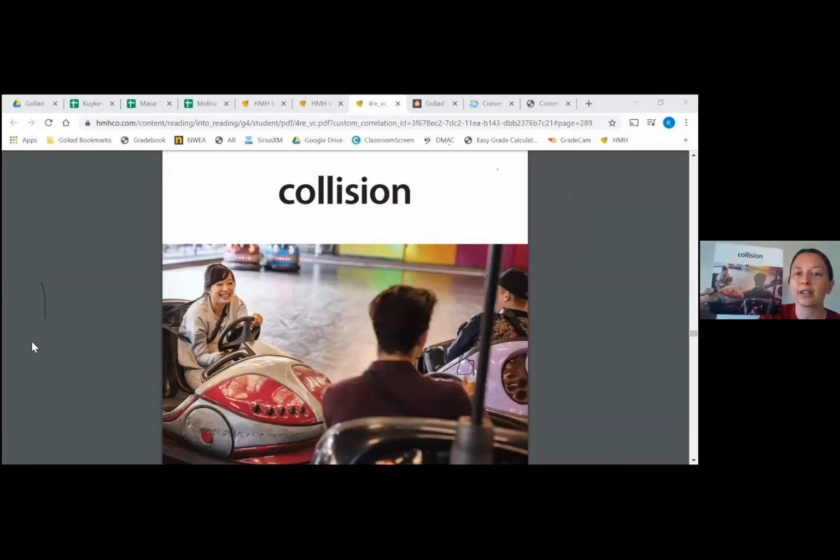Yeah. So a collision could be something small like that, or it could be with a lot of force and bigger crashes, right? We could use it different ways. So a collision happens when moving objects crash into one another. What is our word? Collision. Collision. Okay, good job, guys.